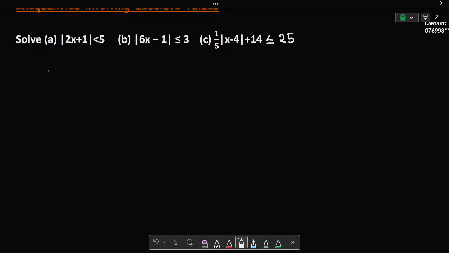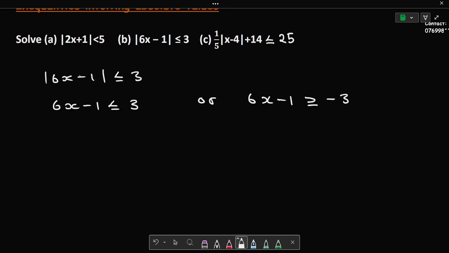Okay, so for the second one we have |6x - 1| less than or equal to 3. So separate: 6x - 1 is less than or equal to 3, or 6x - 1 is greater than or equal to negative 3.